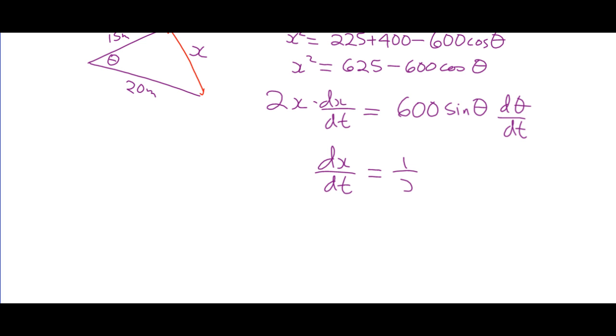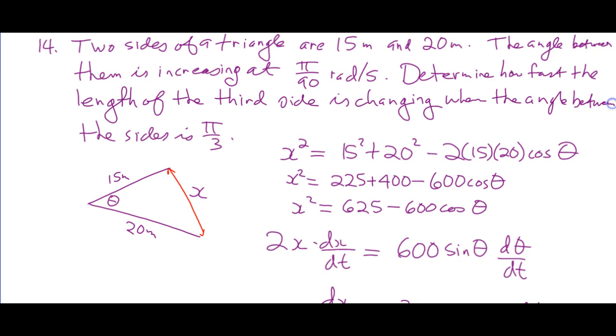So dx by dt equals 1 over x, which would be 300 over x times sine theta d theta by dt. What do we need? We need x, so we're going to have to figure out x. And we need x when the angle is pi over 3, so we're going to have to work this out for pi over 3.